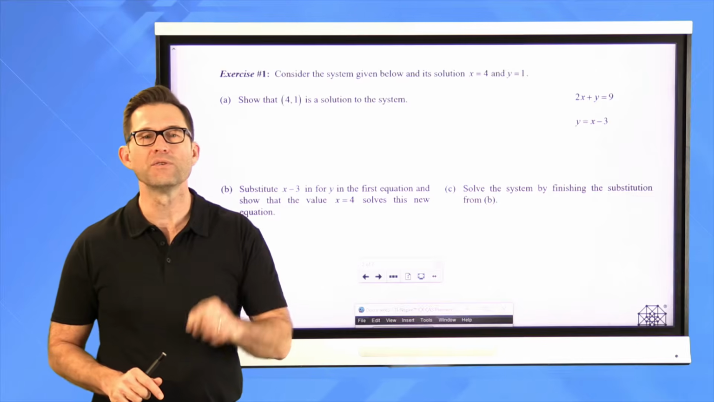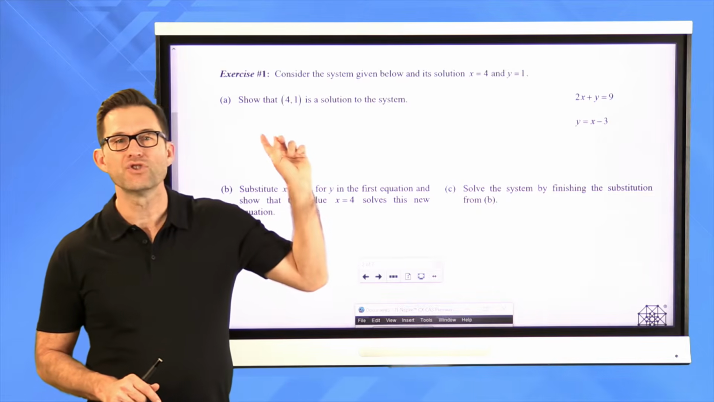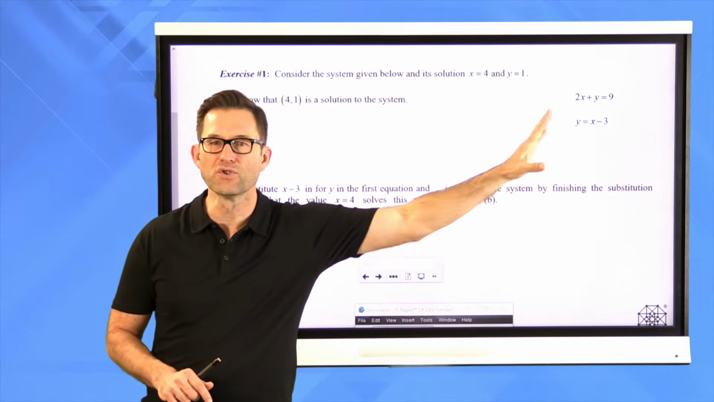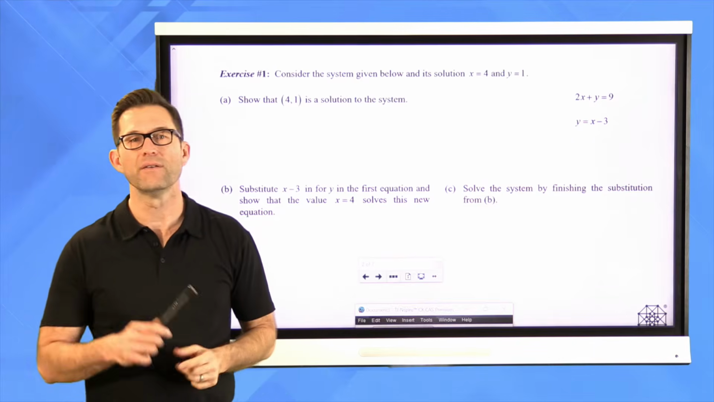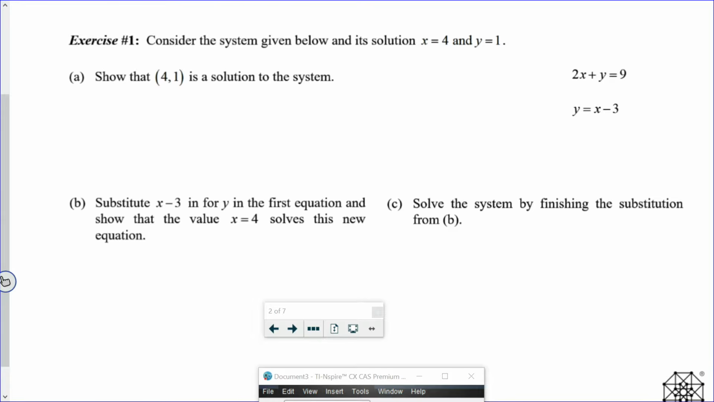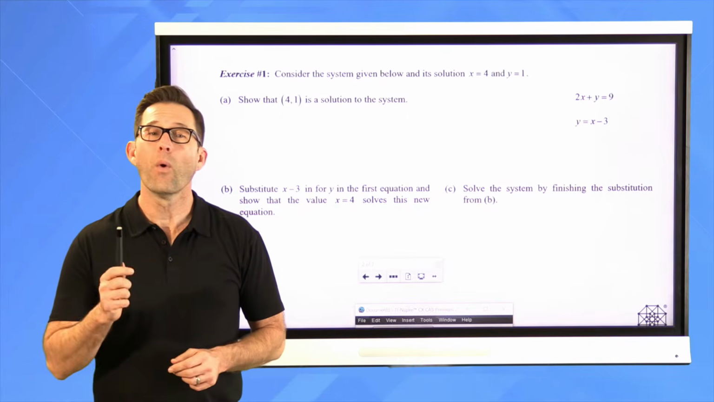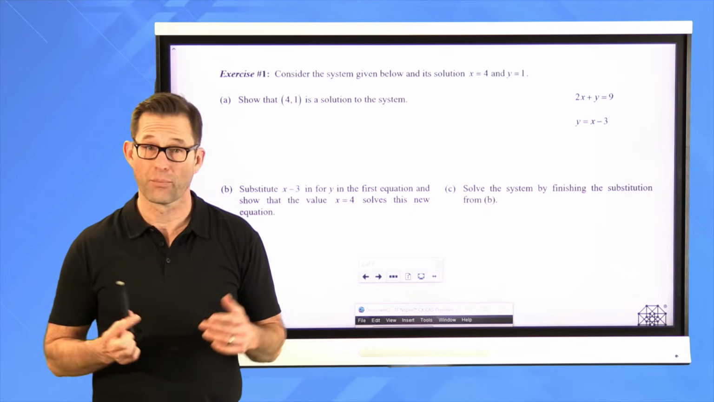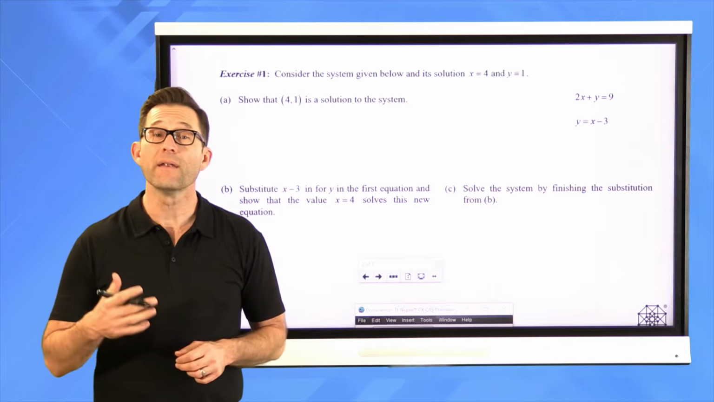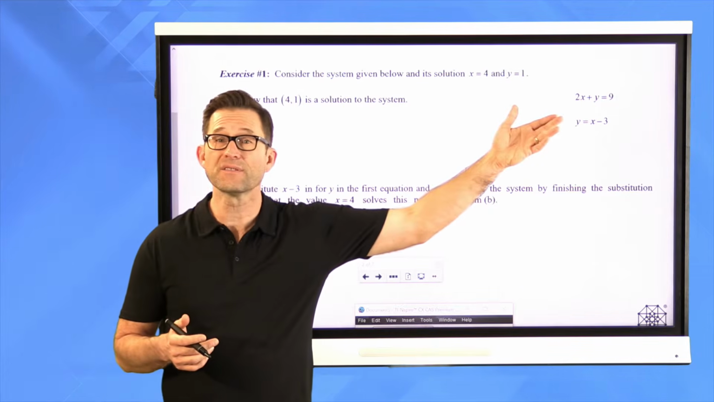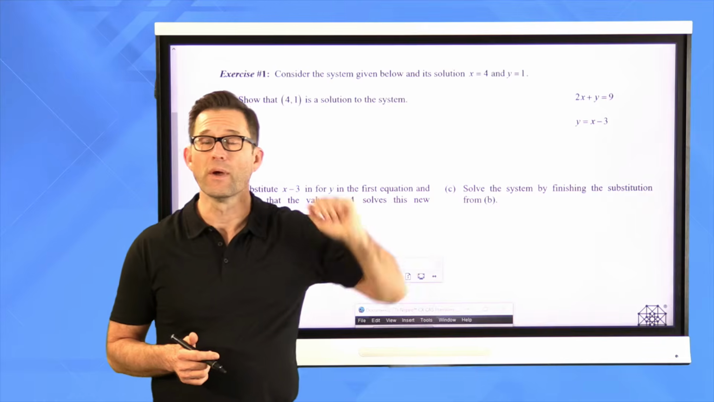What I'd like you to do is pause the video right now and show that 4, 1 is a solution to this system of equations. Go ahead and do that. All right, well, what we've seen in a previous lesson, or previous lessons actually, is that for this point to be a solution to this system, it's got to make both of these equations true.